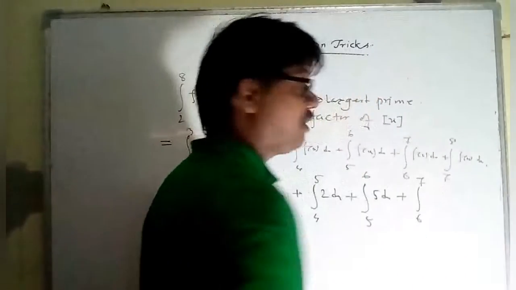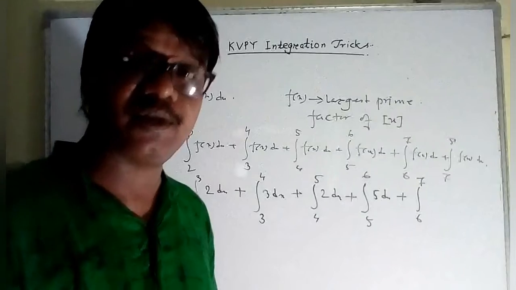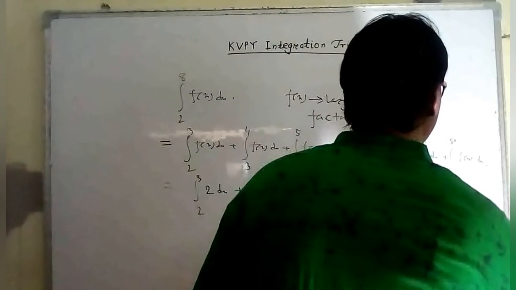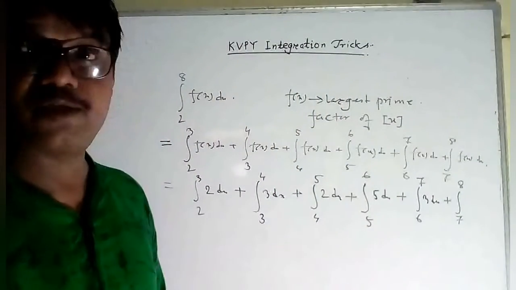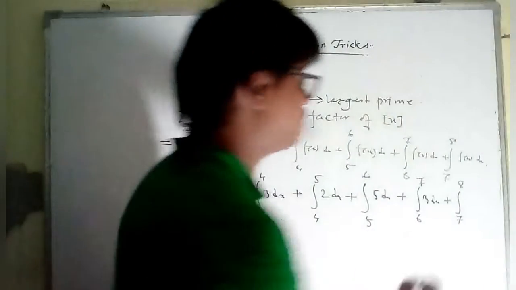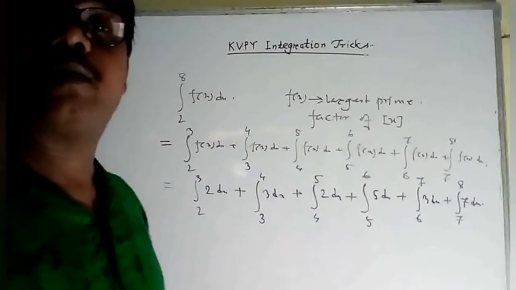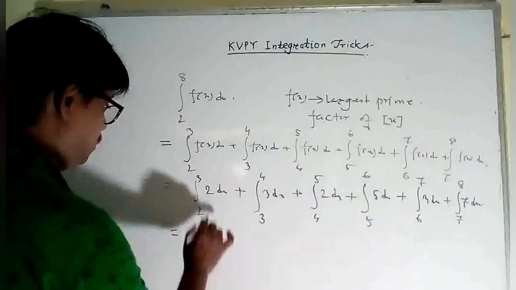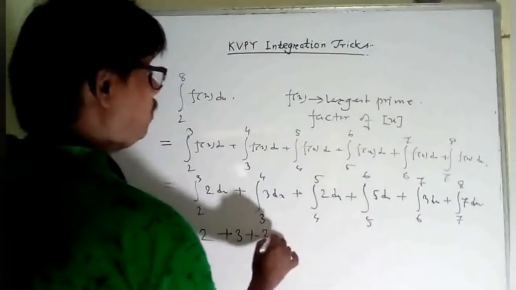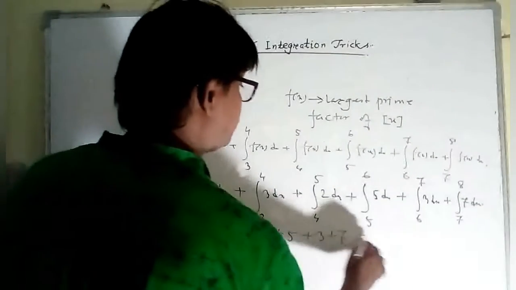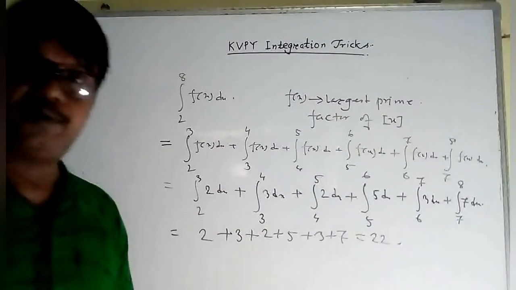Now when 6 to 7, the greatest integer of x is 6 but the largest prime factor of 6 is 3. From 7 to 8, the greatest integer of x is 7, the largest prime factor of 7 is 7, 7 dx. Now this value is 2, 3, 2, 5, 3, 7, that equals 22. The value is 22.